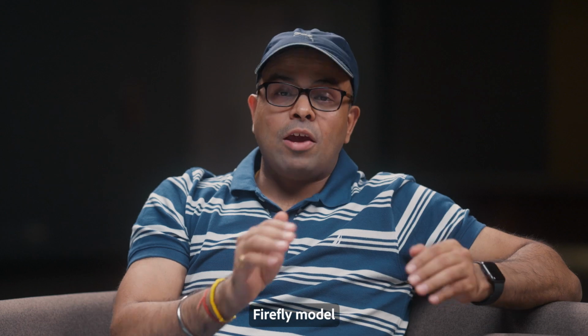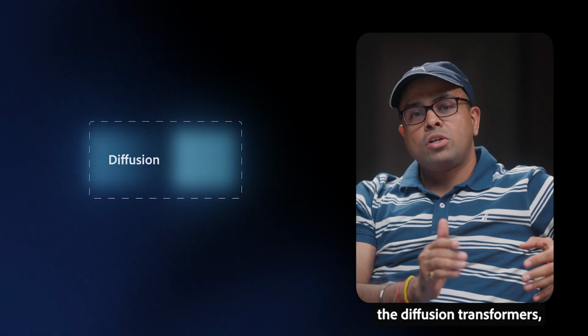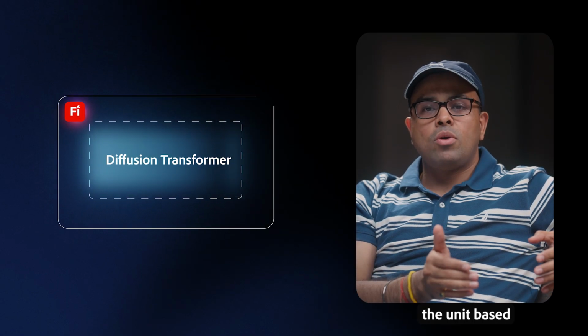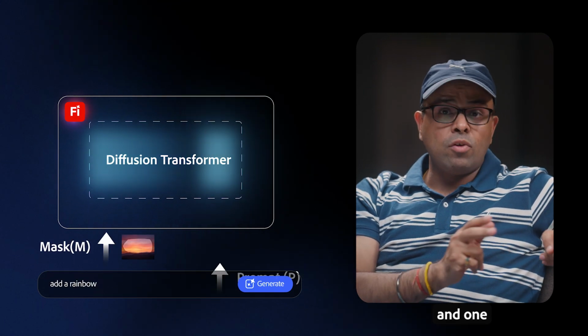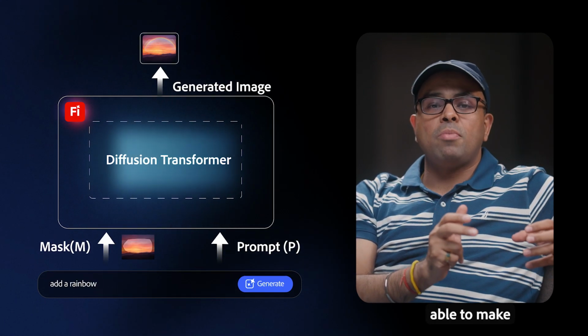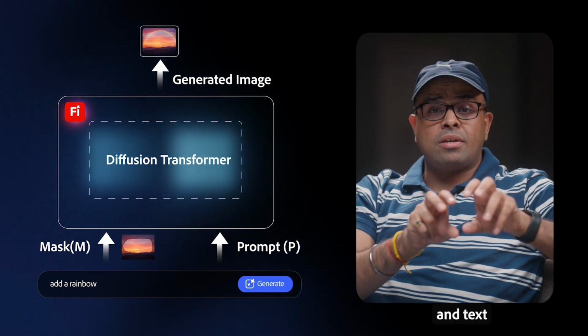So what makes this latest Firefly model special? The Firefly model internally uses diffusion transformers, which, unlike the U-Net-based architectures, now take two streams, one for your images and one for your text. So it's able to make the joint understanding of these images and text much better.